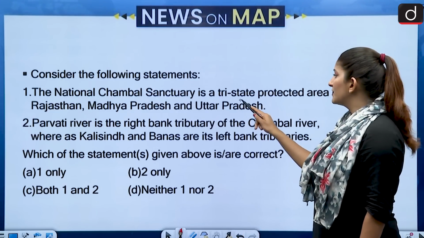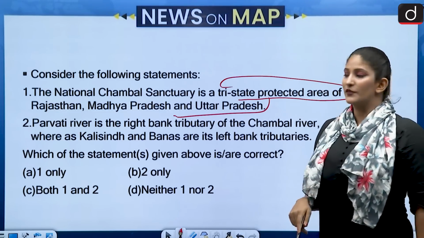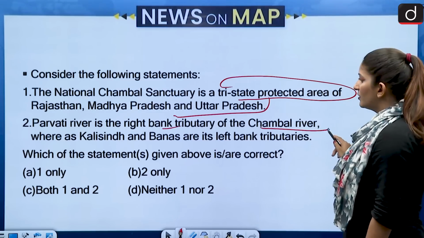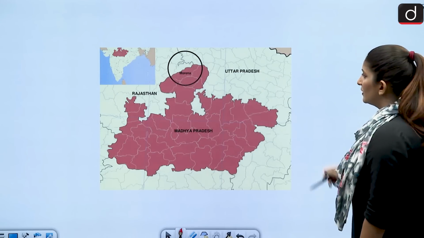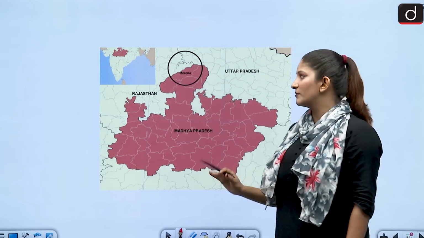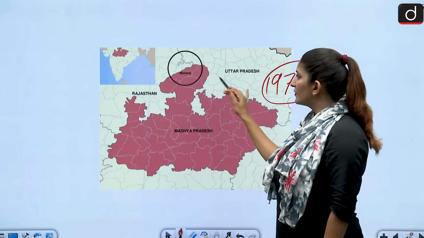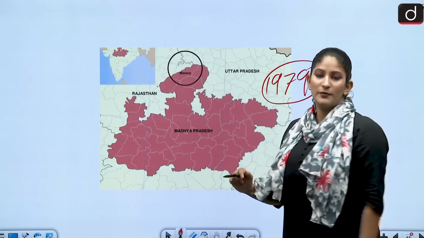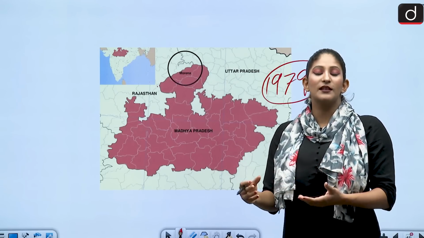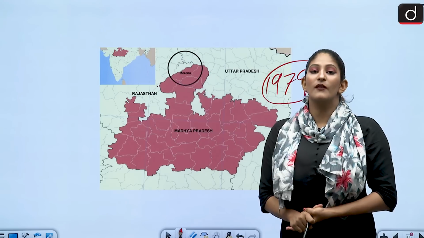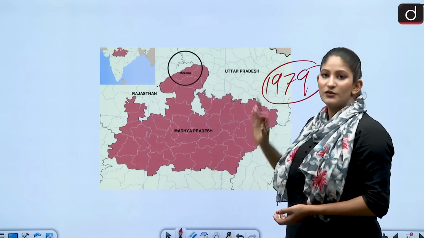The National Chambal Sanctuary is a tri-state protected area of Rajasthan, Madhya Pradesh and Uttar Pradesh. Parvati River is the right bank tributary of the Chambal River, whereas Kali Sindh and Banas are the left bank tributaries. Let us see the region of the National Chambal Sanctuary, which was established in 1979 at the tri-junction of Rajasthan, Uttar Pradesh and Madhya Pradesh, and it is a riverine sanctuary. A riverine sanctuary means it has the presence of Chambal River, and it is also a very important bird area. So you see that this region is of utmost importance to be protected.